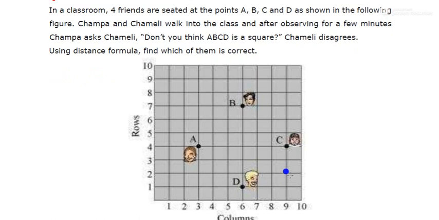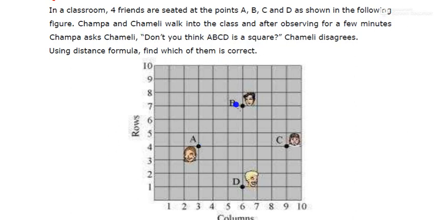It is given that 4 friends are seated at the points A, B, C, D. See, these are the 4 points A, B, C and D, and these 4 are friends, and the names are Champa, Chameli. So Champa and Chameli walk into the class, and after observing for a few minutes, Champa asks Chameli, don't you think ABCD is a square?